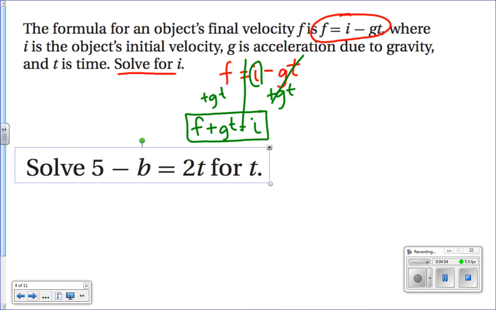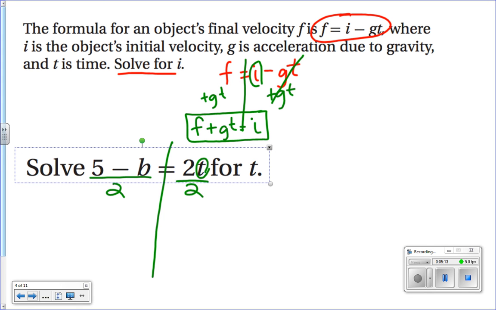Okay? One more example. That's a one-step example. It says solve 5 minus b equals 2t for t. Okay? So again, I just need to get that t by itself. Here's the variable I want by itself. So I need to get rid of the 2. It's being multiplied, so I'm going to divide.